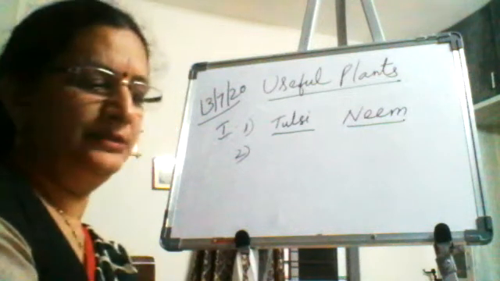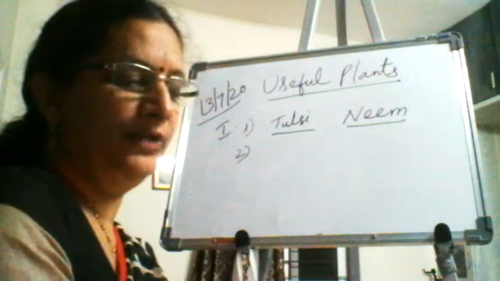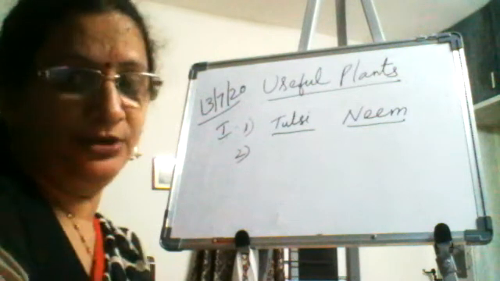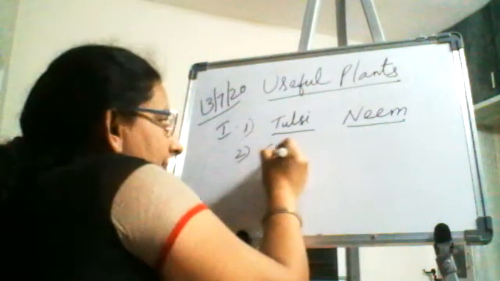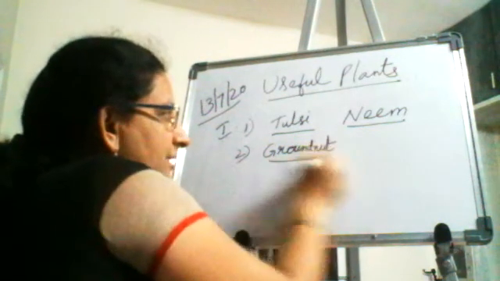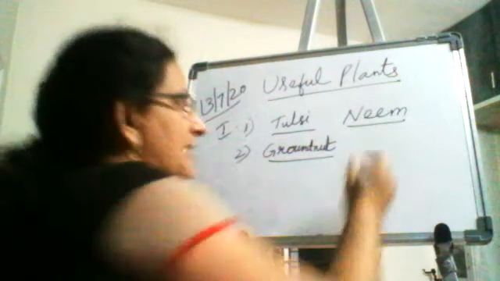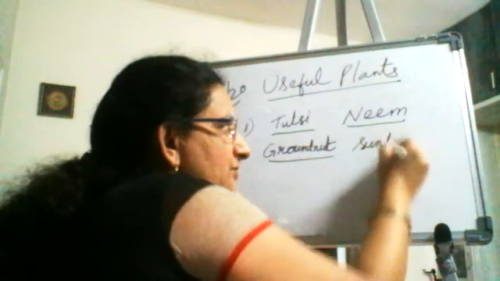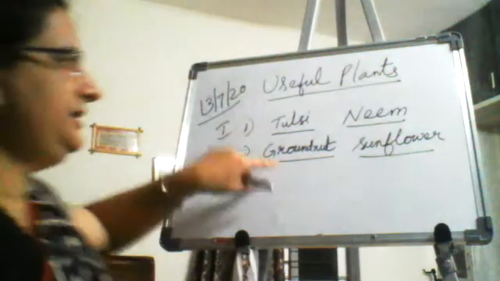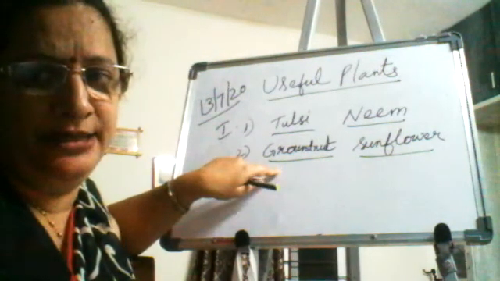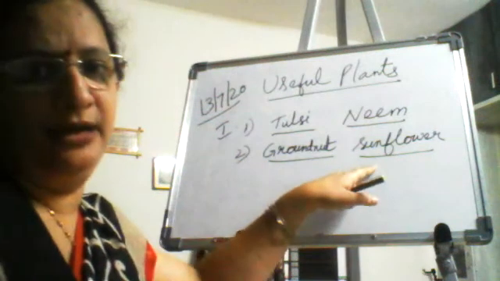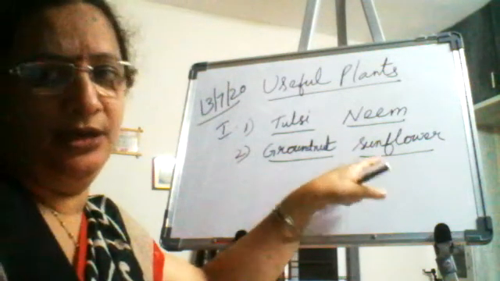Let's look at the second question. Name 2 plants which give us oil for cooking food. Wow, this is also interesting. What did we read about? We read about the groundnut. The seeds of groundnut will give us oil, we have learned. And the seeds of sunflower also will give us the oil. So write both the spellings. GROUNDNUT, groundnut. SUNFLOWER, sunflower.